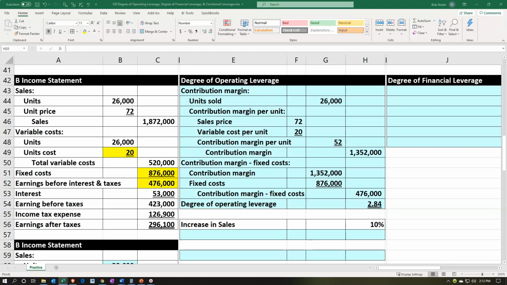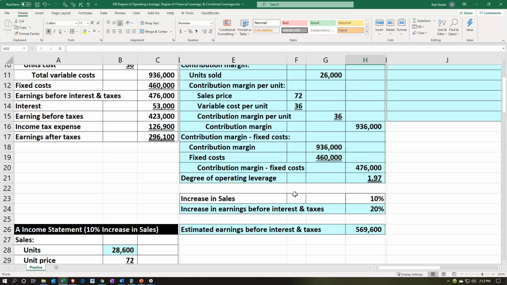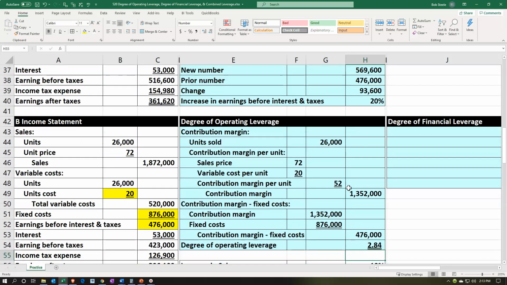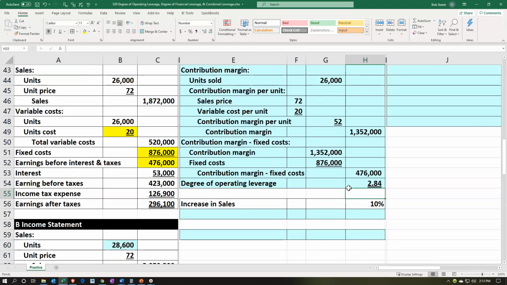Now let's do our same kind of thing and say, okay, now I know this one has a higher operating leverage because it's a 2.84 versus our first scenario up top, which was at 1.97. And the operating income before was the same. That's because this one has more operating leverage, meaning its fixed costs are greater than its variable costs.